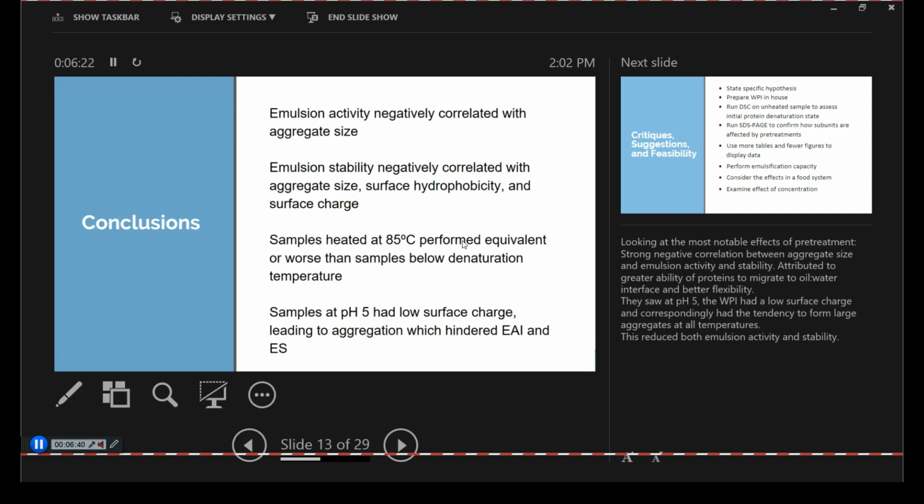So now to get into overall conclusions for Article 1, emulsion activity was negatively correlated with aggregate size. Emulsion stability was also strongly negatively correlated with aggregate size and had moderate negative correlations with surface hydrophobicity and surface charge. Samples that were heated at 85 degrees Celsius performed equivalent or worse than samples that were below the denaturation temperature of whey. And samples at pH 5 had a low surface charge, which led to subsequent aggregation, which would hinder EAI and ES.